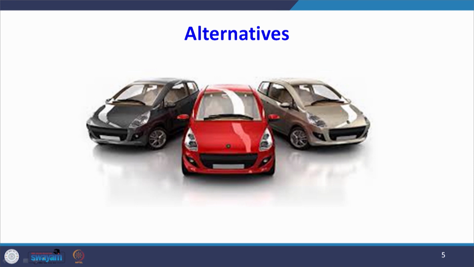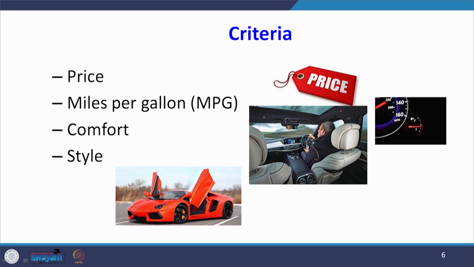The example problem which I have taken here is choosing, selecting a car. There are three types of car. I call them car A, car B and car C. For choosing the car, I have considered four criteria. One is the price of the car, the second one is miles per gallon, here miles per gallon is kind of a mileage, then comfort and style.